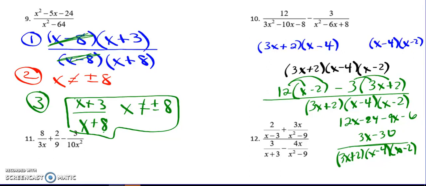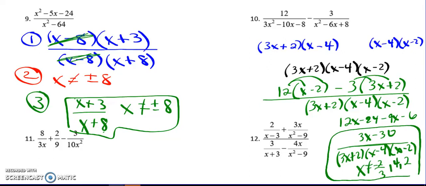So even if I took out a 3 at this point from the numerator, I'd have x minus 10, but that doesn't cancel with anything in the denominator, so we're going to leave it alone. In the bottom, though, we can list our restrictions, which is negative 2/3, positive 4, and positive 2. So my final answer is my restrictions plus my fraction. So that's number 10.